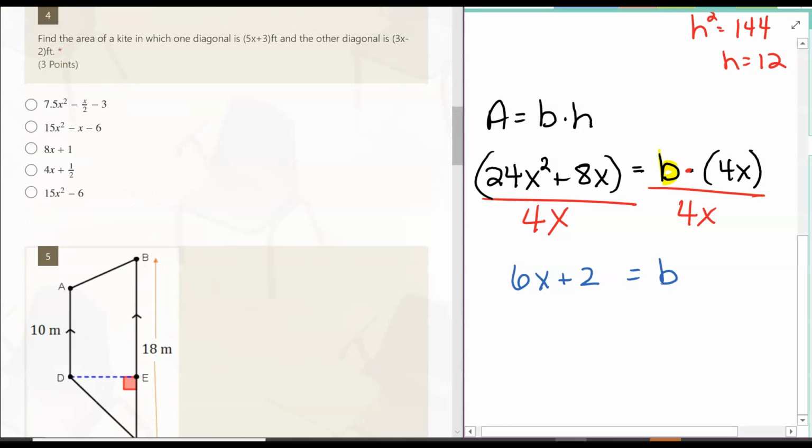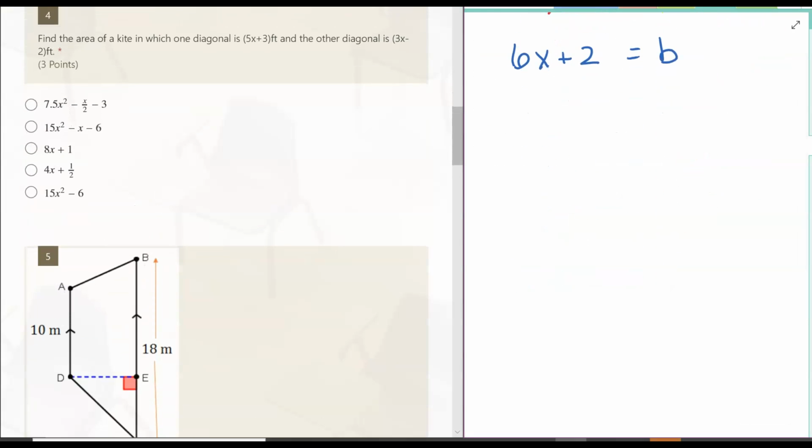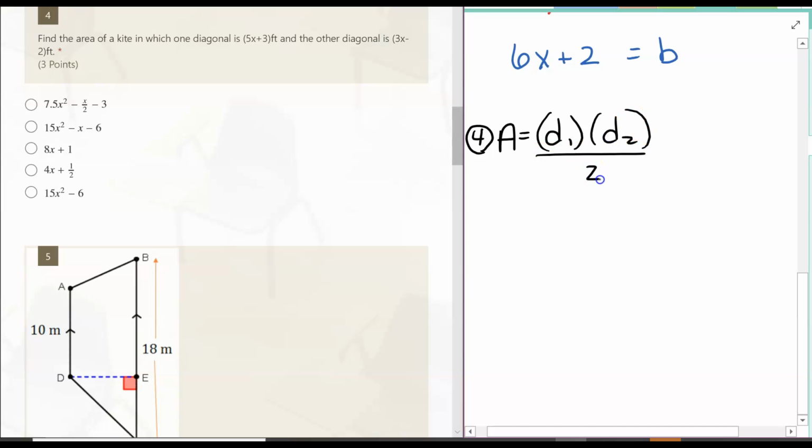Number 4. Find the area of a kite. So pause, if we're dealing with the kite area, I know I'm going to be looking at diagonal 1 times diagonal 2, divide by 2. They tell me one diagonal is 5x plus 3, so 5x plus 3 is one diagonal. The other diagonal is 3x minus 2.